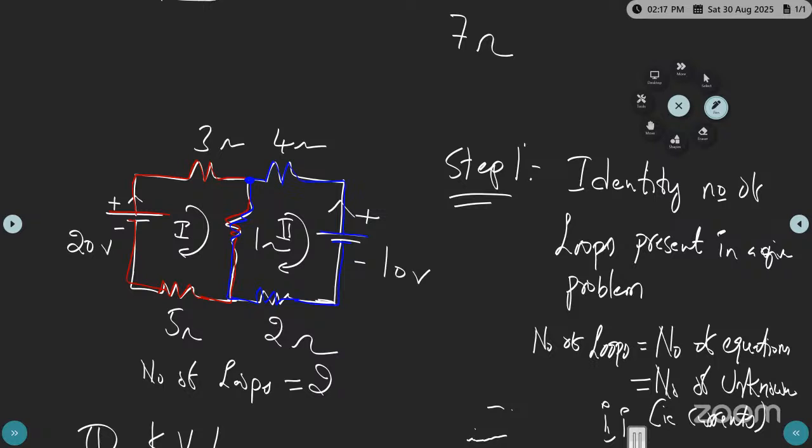So identify the number of loops present in a problem. That is nothing but the number of loops is equal to the number of equations, and the number of equations is equal to the number of unknowns. What are the unknowns generally? In mesh analysis, the only unknowns are currents. How many are there? 2 currents, simply I1 and I2.